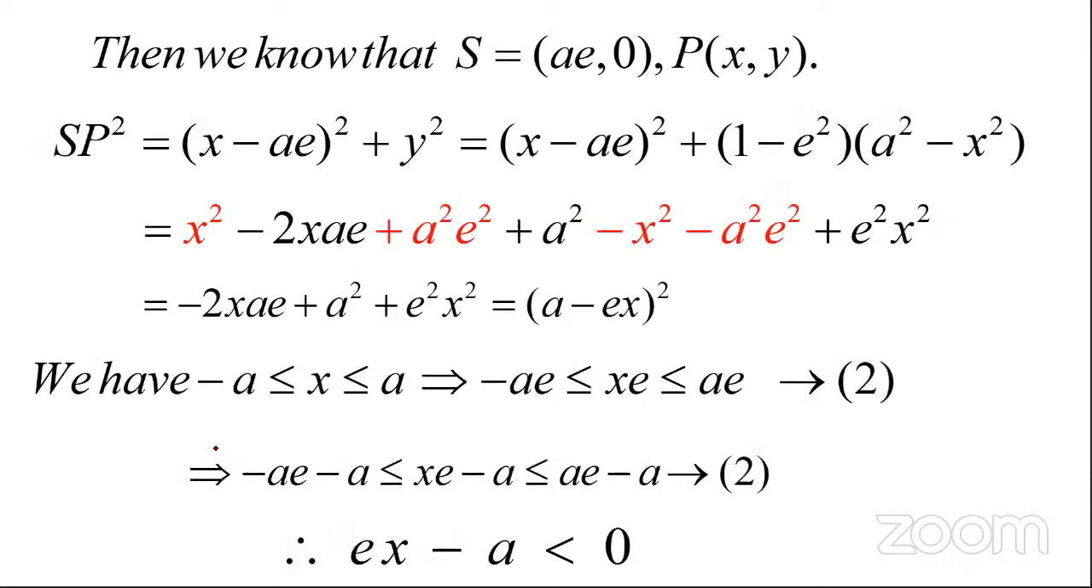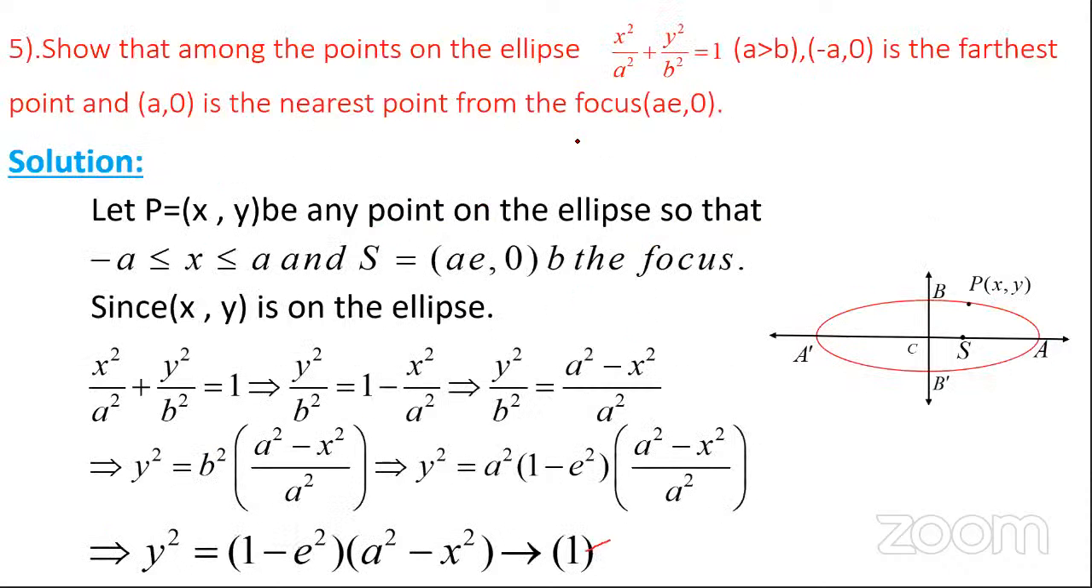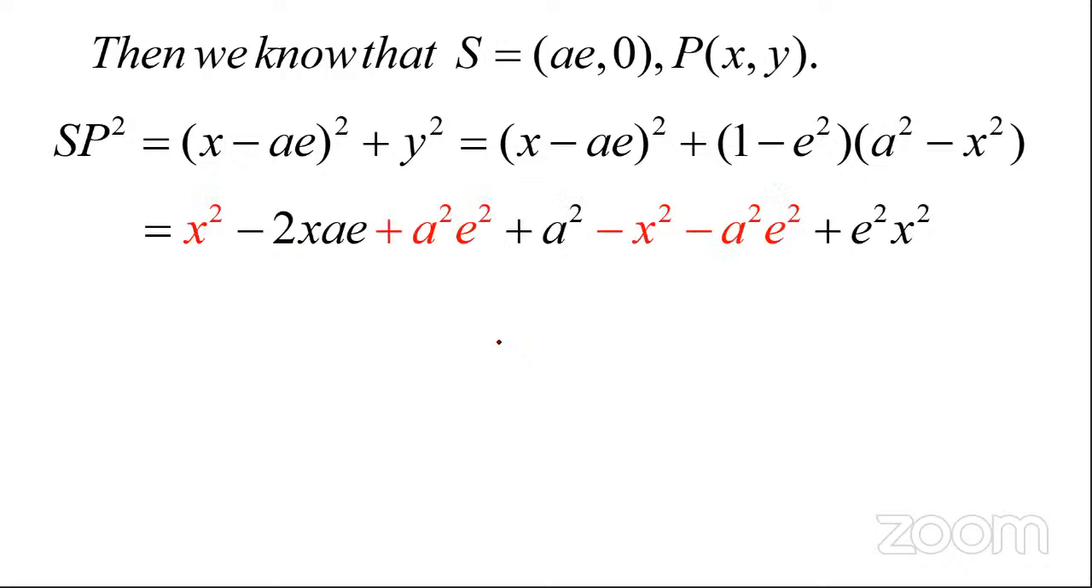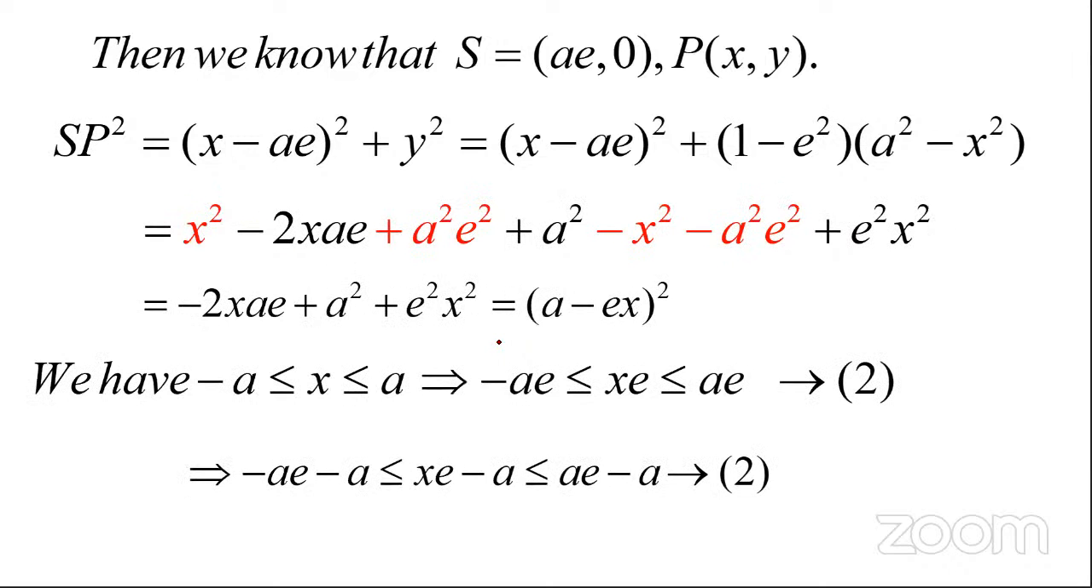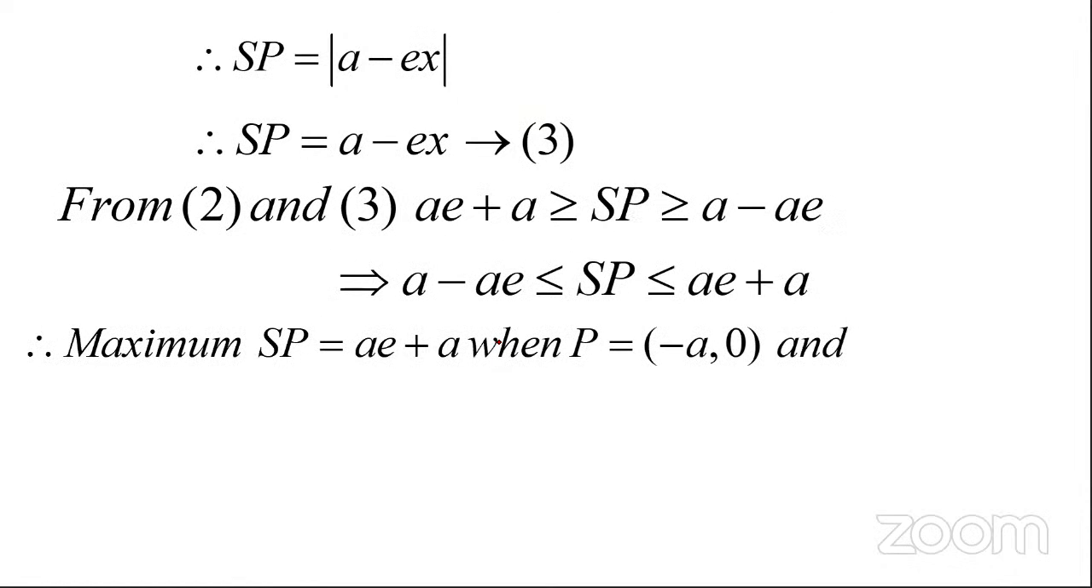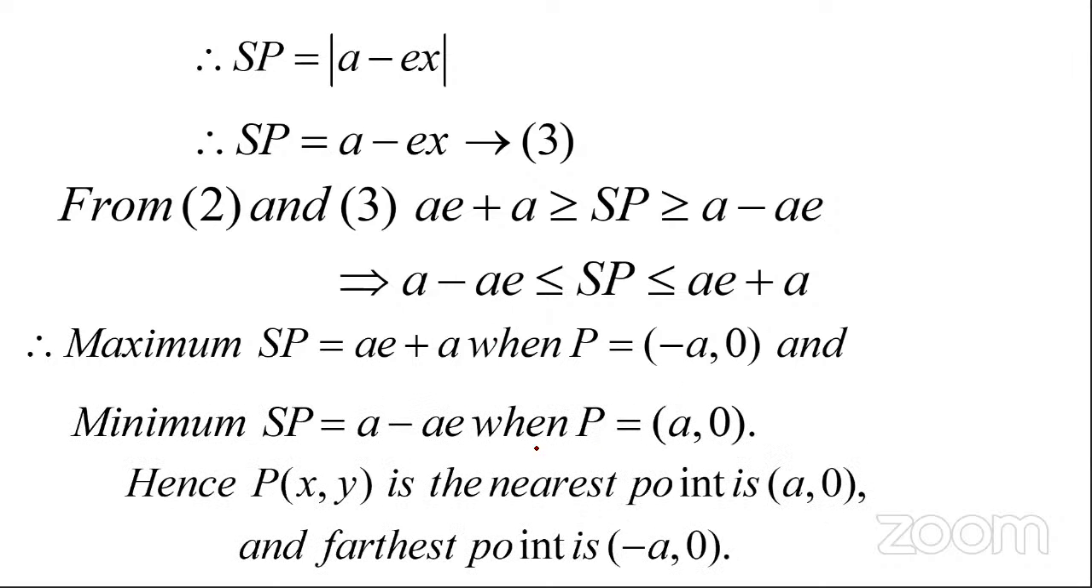Observe this once again. So this is a figure, and the question asks from the point a comma 0. Then we can solve for y first. Then we'll get these values and the distance SP, and we get some value, and from subtracting a from the equation we get another value, and the SP value is like that. From equations 2 and 3 you get the SP value and conclude that P of a comma 0 is the nearest point and P of minus a comma 0 is the farthest point from the focus. Okay, so this is the focus.